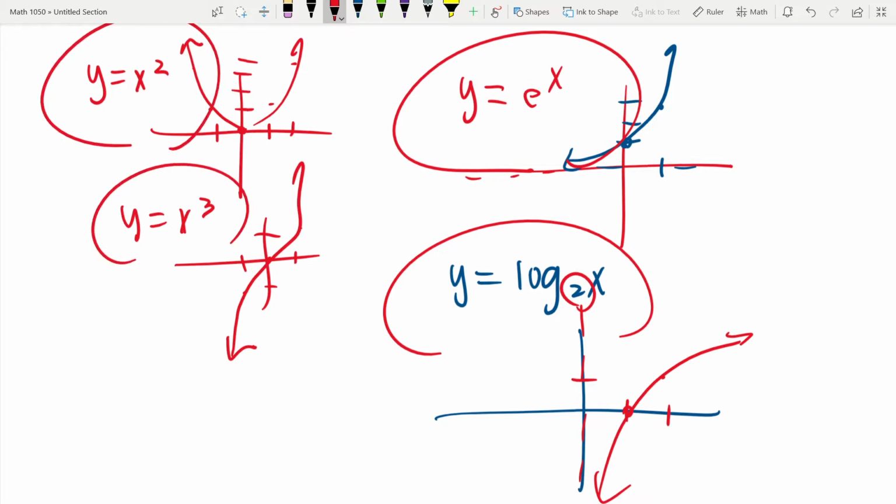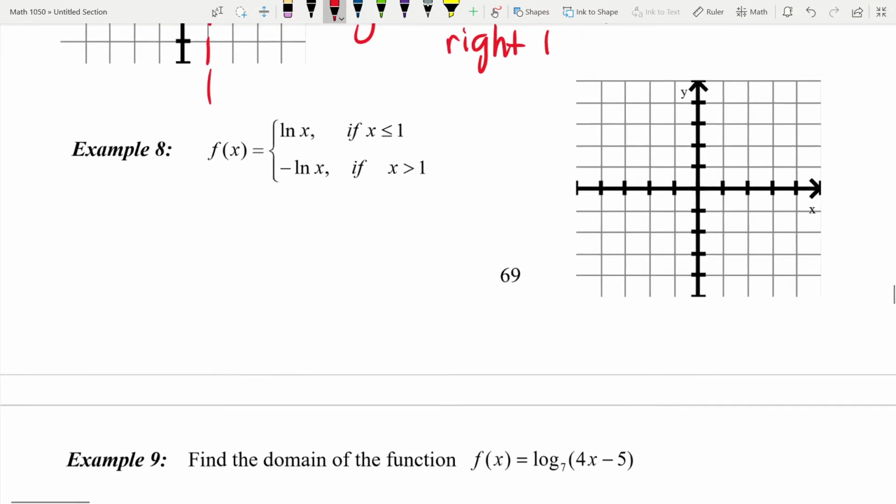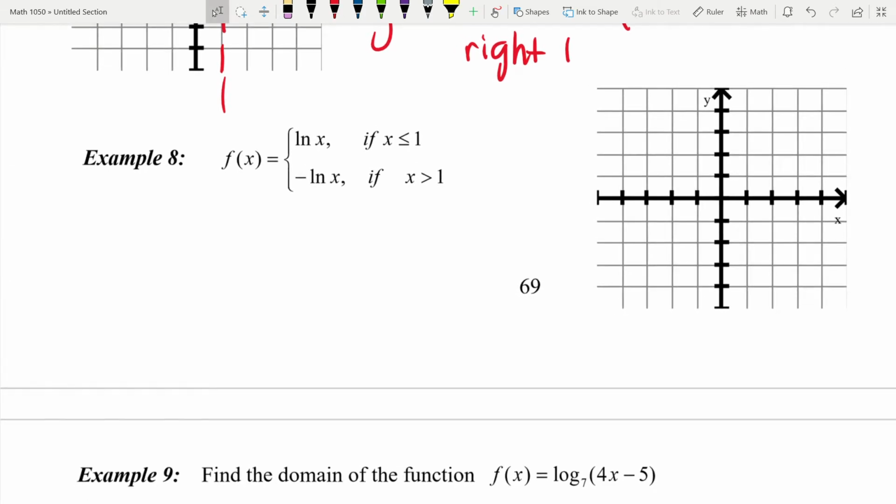Who says, I understand? Let me see. Okay, good. All right. Another piecewise. Okay. Everybody write down y equals log base e of x.